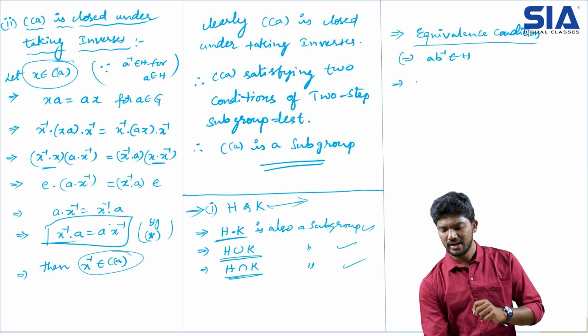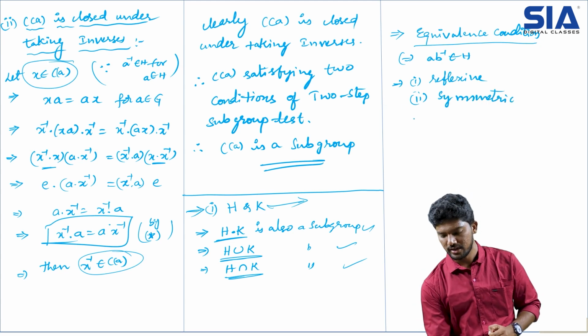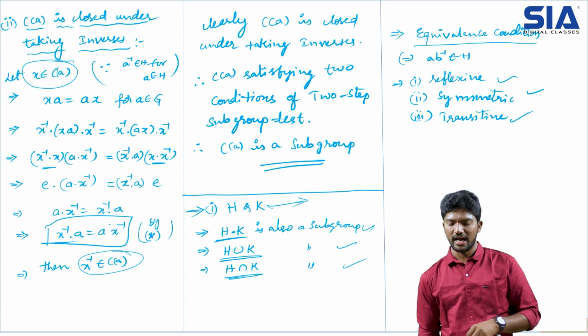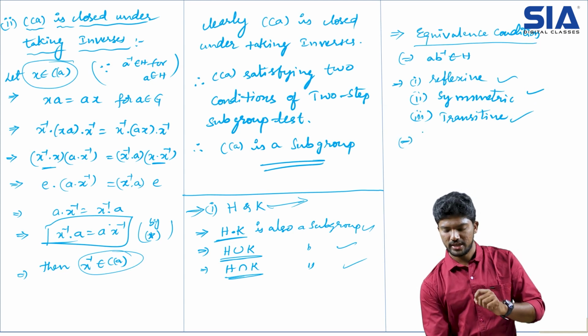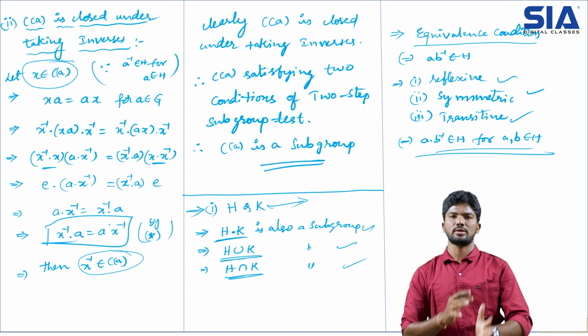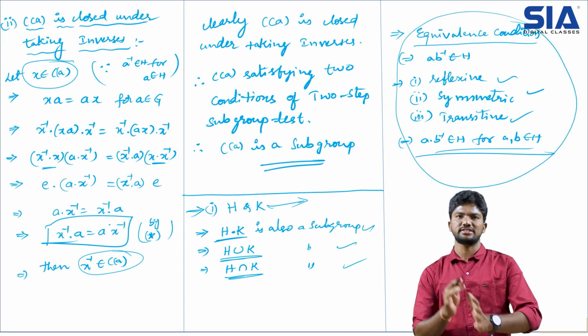The equivalence condition is nothing but it contains three properties. One is the reflexive property, the second one is the symmetric, or you can also call it anti-symmetric, and the third one is the transitive. So we have to prove these three conditions along with the one-step subgroup test. Here A into B inverse belongs to capital H for A, B belongs to capital H. This is the statement for the one-step subgroup test. By using it, you can prove this equivalence condition also satisfies the subgroup.